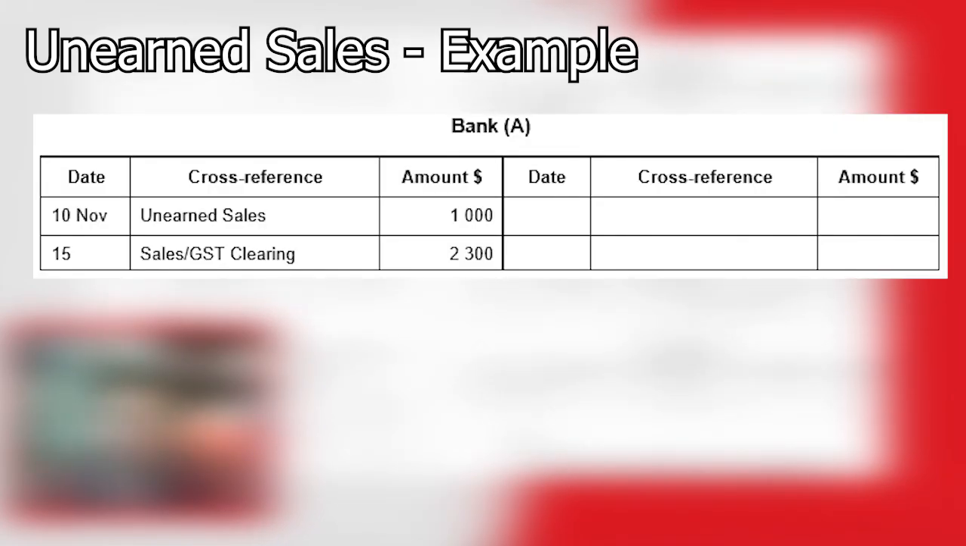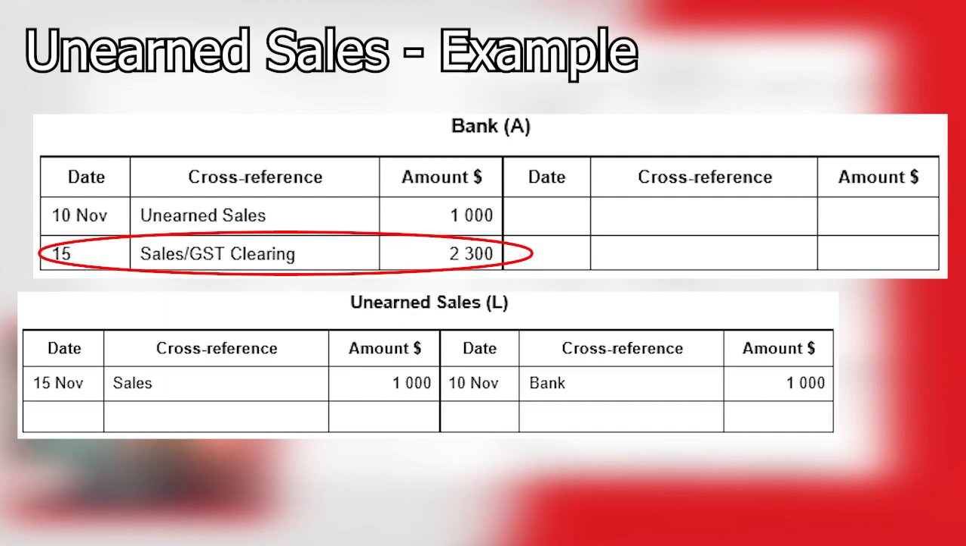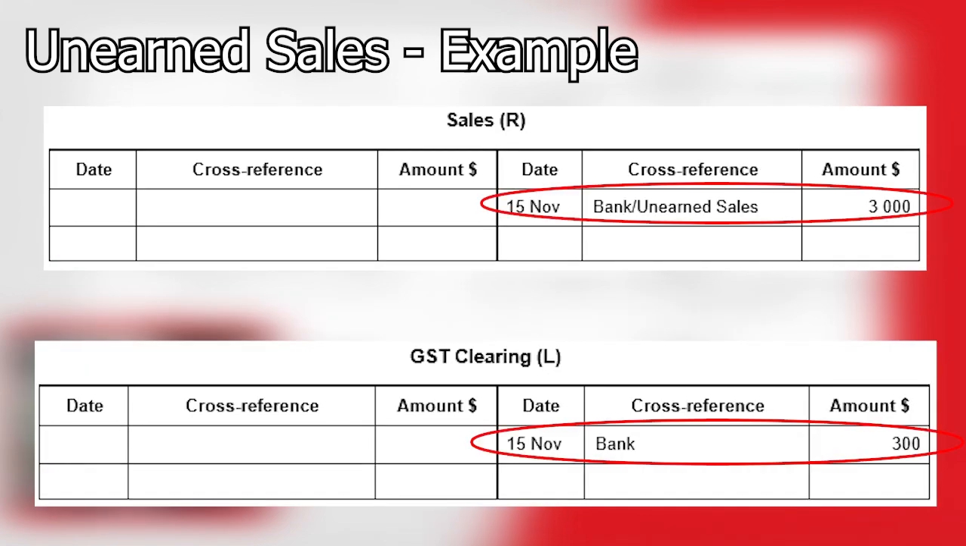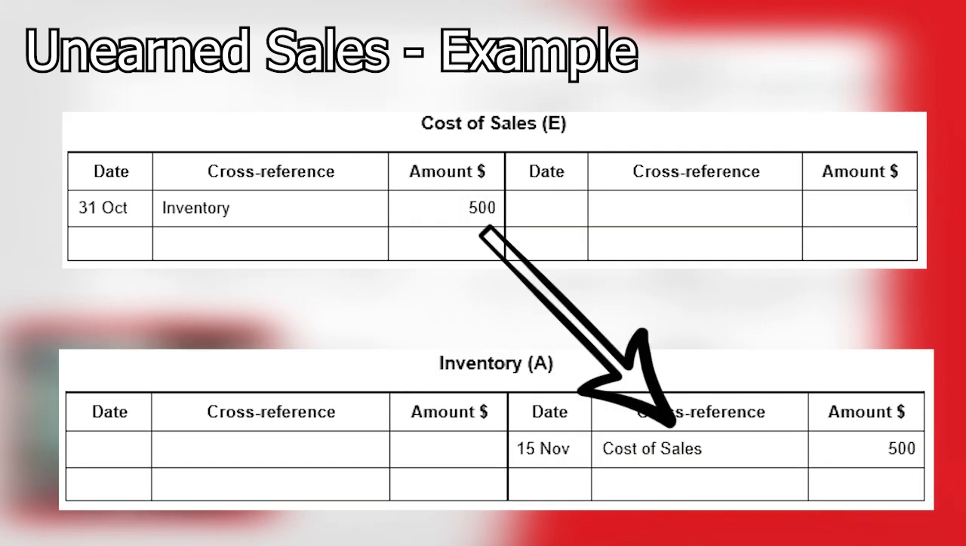All right, if we look at the general ledger, we can see right now the bank would be a debit 2,300 because we received that money. And we can see the unearned sales account, which had a credit to start with of $1,000, now has that debit to give it a balance of 0. Meanwhile, GST clearing is a credit of 300, likewise sales credit 3,000. These are what we're used to doing, and the inventory cost of sales amounts are very much all the same.